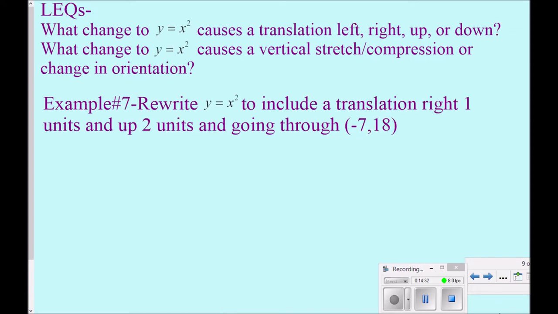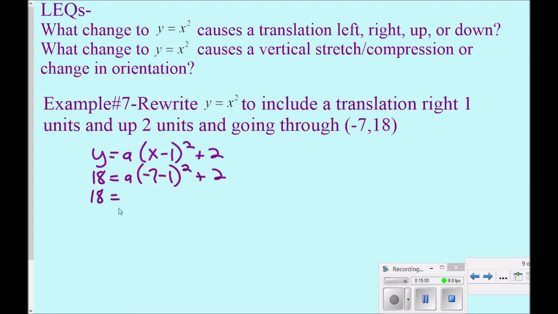Last example for today. This one I had the students try in class, so you can pause the video and try it and then check your answers. So same idea, y equals a times parentheses x. We're seeing right 1, so -1, the quantity squared, and then up 2, so plus 2. Substituting in 18 for y and -7 for x. Simplifying that, so a times -7 minus 1 is -8, the quantity squared plus 2.